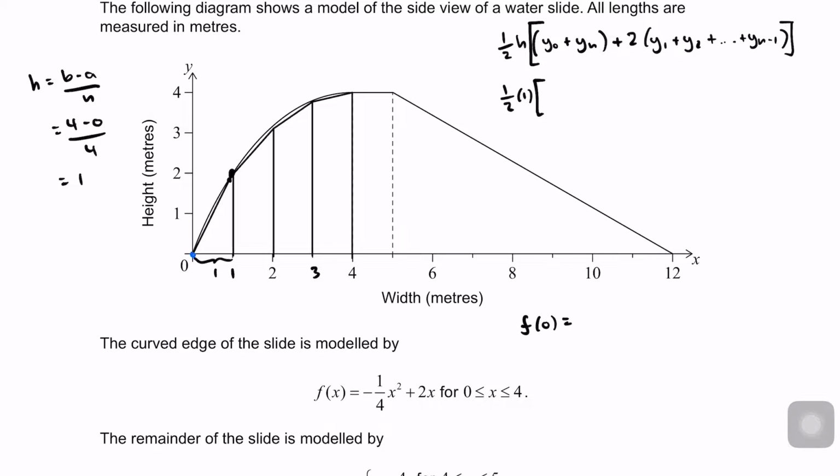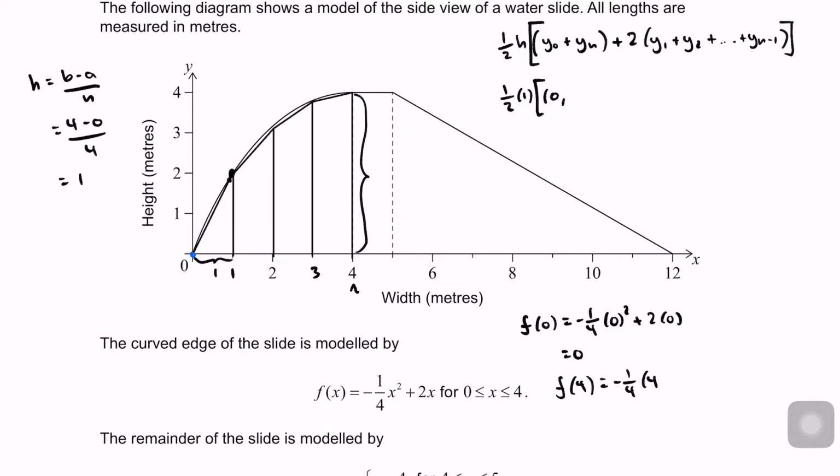So at point 0, what do we have? What is the value? 0 squared plus 2 times 0. Well, when x is equal to 0, the y value is just equal to 0 as well. So this is going to be 0. And what about yn? yn refers to that last point right here. So in this case, what is the y value? What is the height when x is equal to 4?